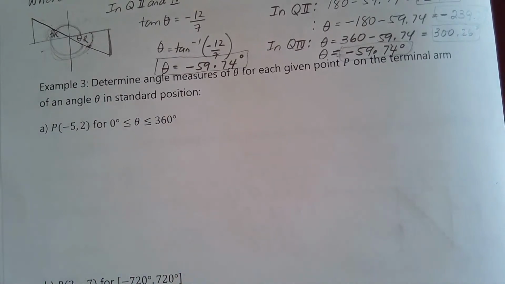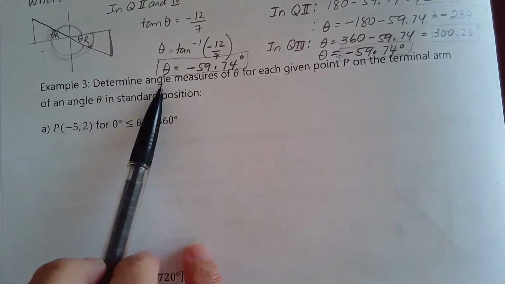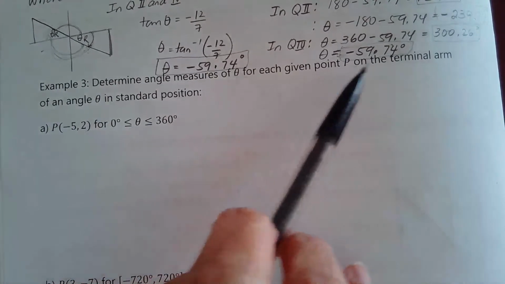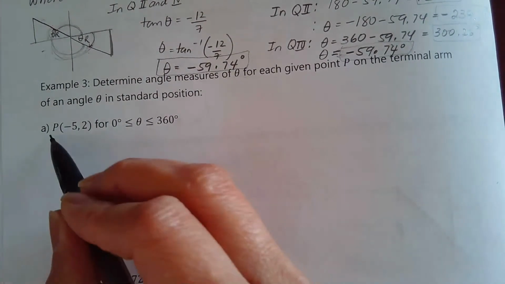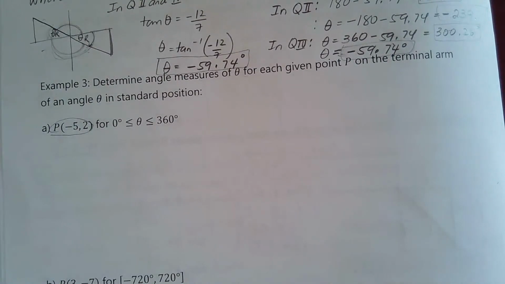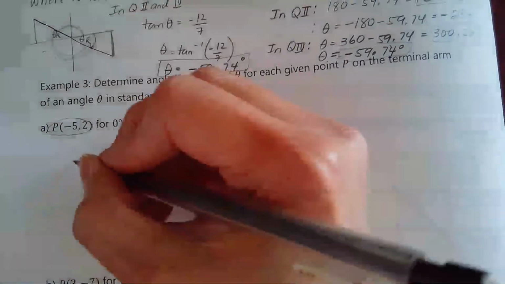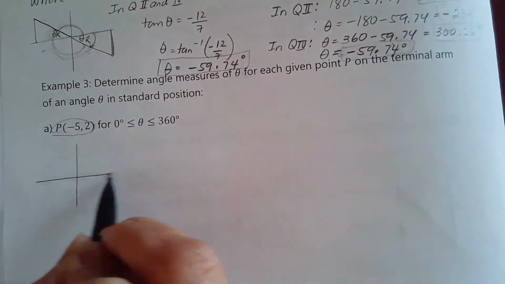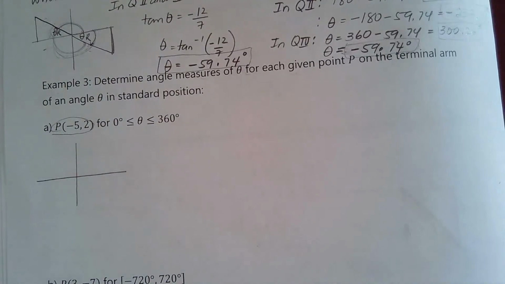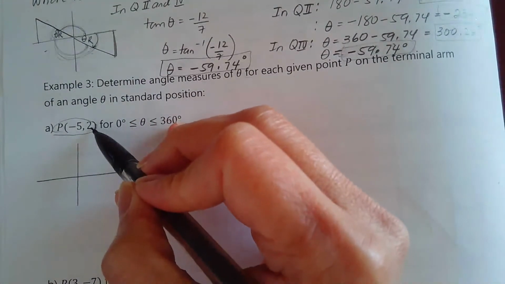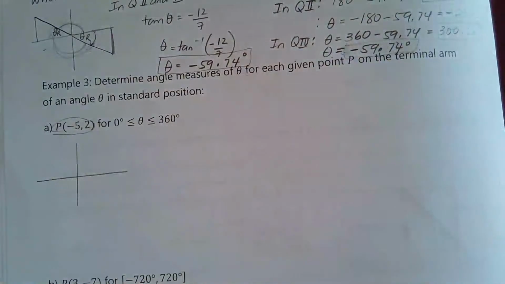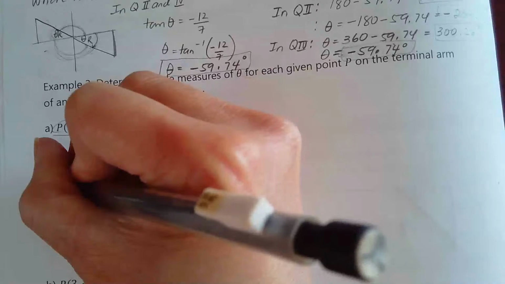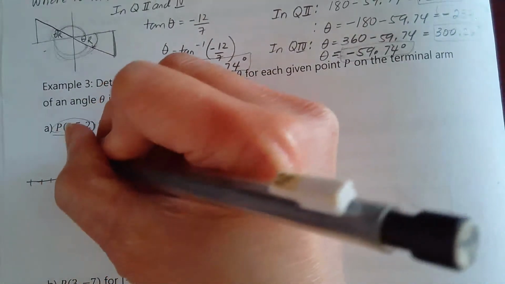Example number 3. Determine the angle measure of theta for each given point on the terminal arm. Now, because they already gave us the given point on the terminal arm, you know exactly where theta is going to be, right? So in this particular case, negative 5, 2, where's negative 5, 2 in here? Negative 5: 1, 2, 3, 4, 5 on the x, and then 2 for y.